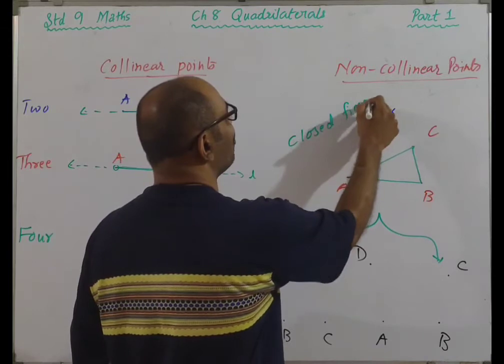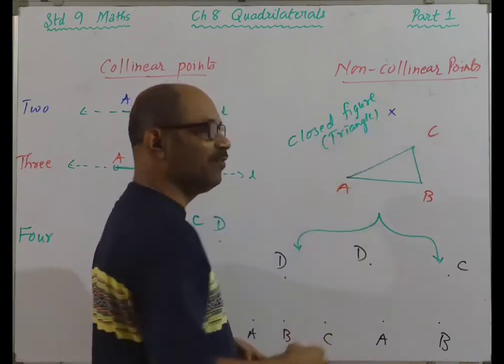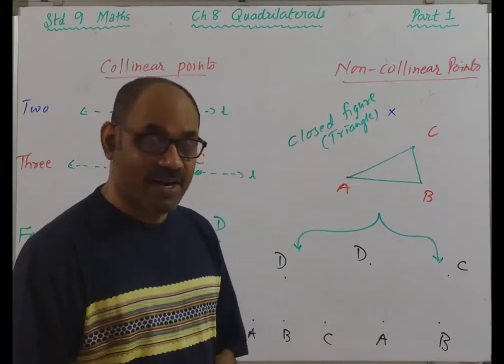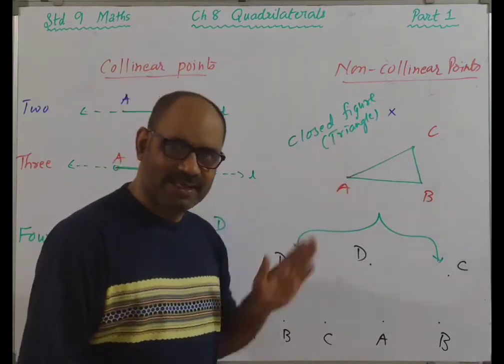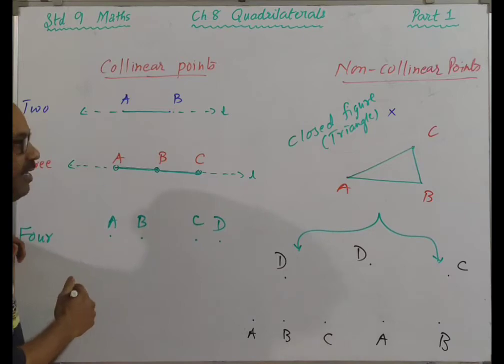And children, what is this closed figure called? Triangle. The closed figure is called triangle. Are you getting me, children? Okay. I don't have to discuss that much about it right now. Okay. Now 4 collinear points.